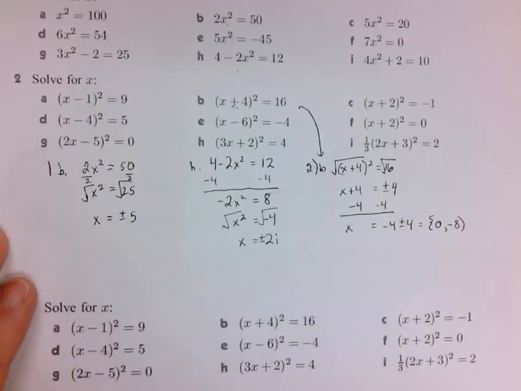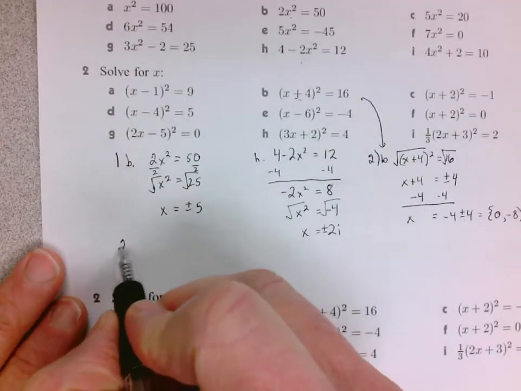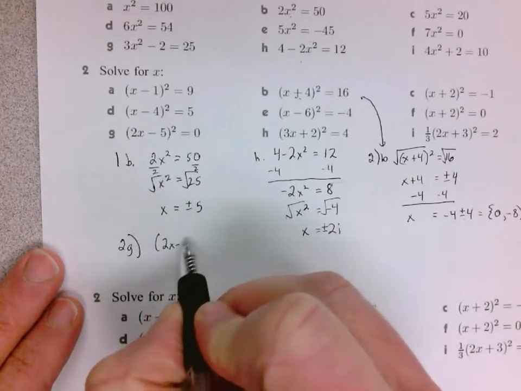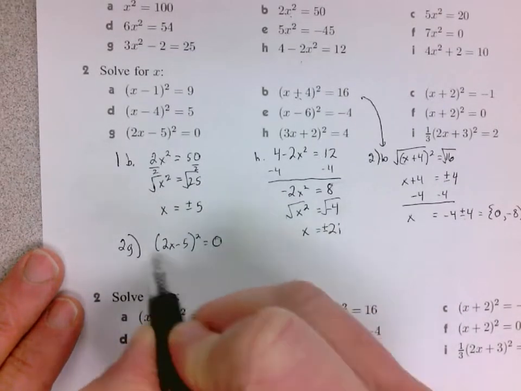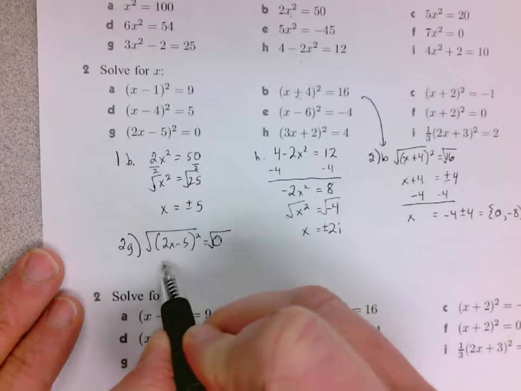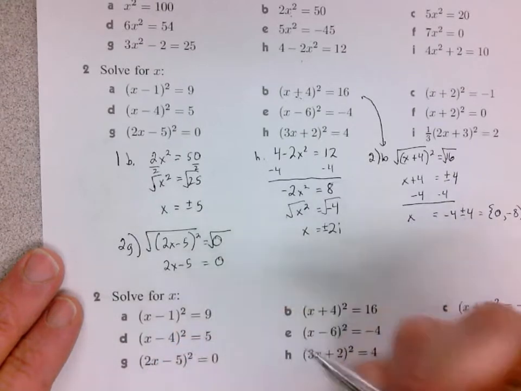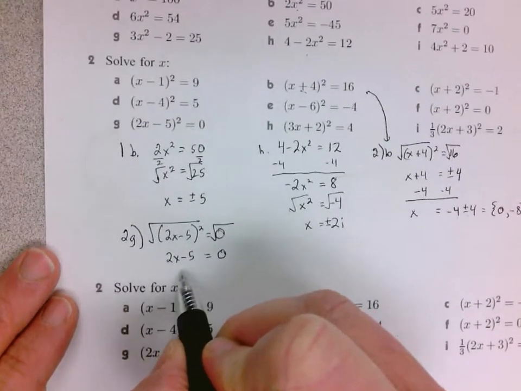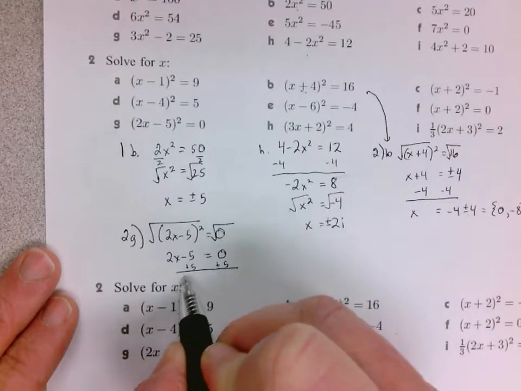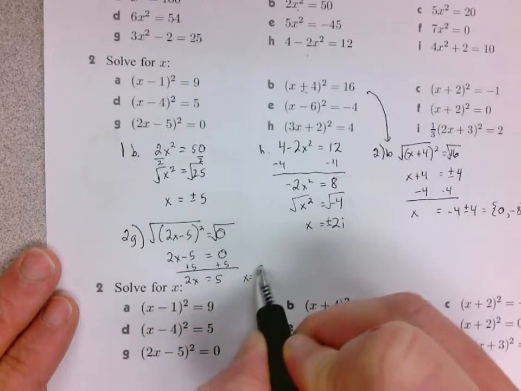In the case of like letter G, 2x minus 5 squared equals 0. The quantity is isolated, square root. 2x minus 5 equals 0. You can do plus or minus 0, but it doesn't have two different values. So 2x equals 5, x equals 5 halves.